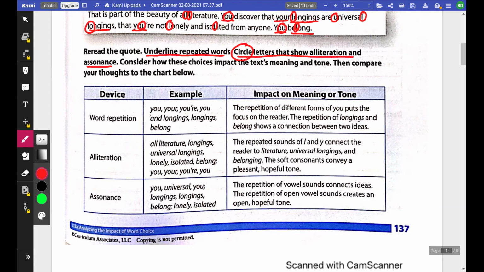Next, we have to consider how these choices impact the text's meaning and tone. So we're focusing on meaning and tone. And remember, don't forget, tone is the author's attitude toward the subject they're writing about. So we've got to consider those two things, meaning and tone, and then we're going to compare your thoughts to the chart below. So, what do you think? How do you think these choices impact the text's meaning and tone? Well, let's go ahead and look down and see what our chart says.